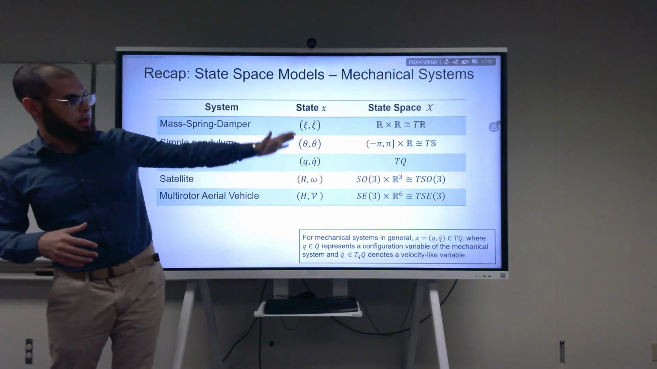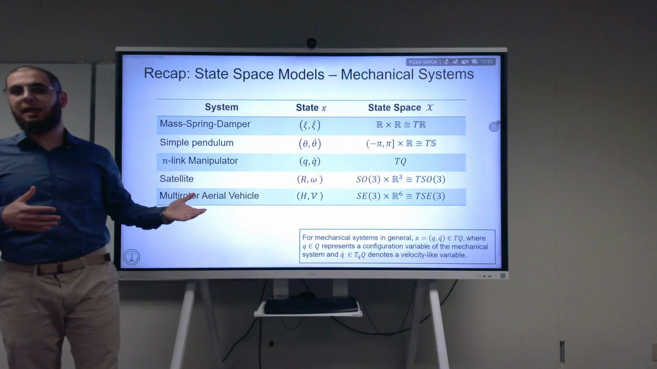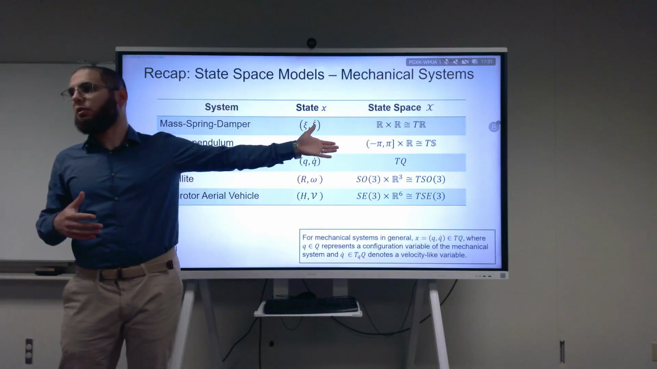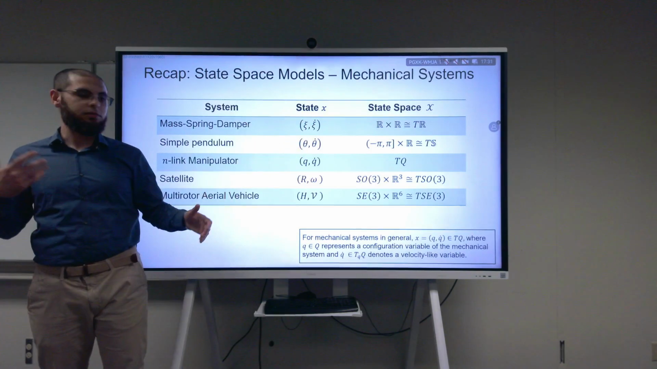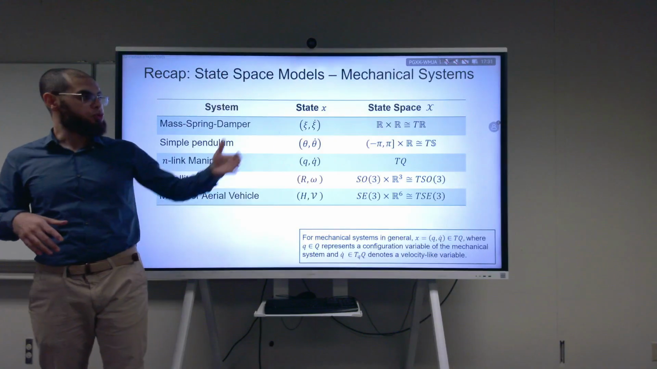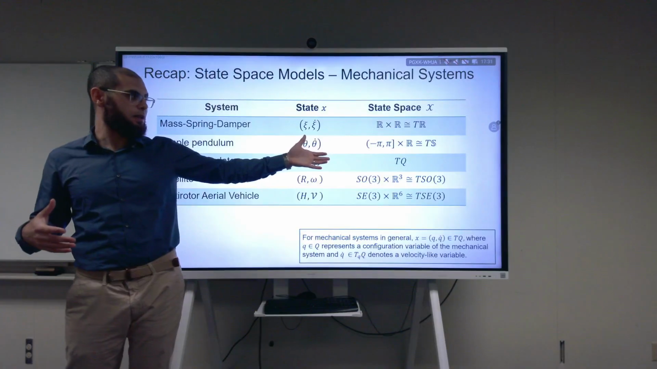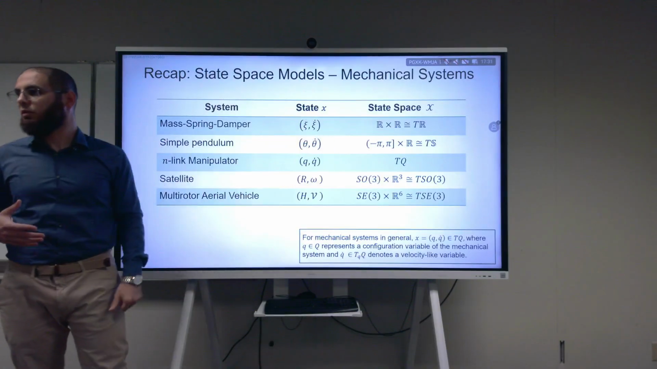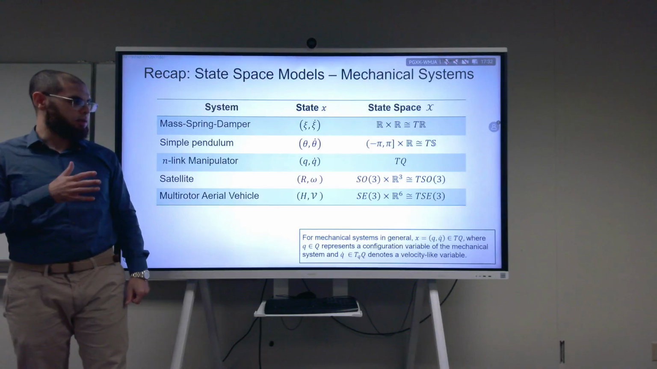There is a recurrent theme here: the state space of mechanical systems is usually the tangent bundle. Whenever you combine the configuration variable and some velocity-like variable, usually the space that you're modeling the state space in is isomorphic to the tangent bundle. You can also do it in another way, which we're going to be looking at.